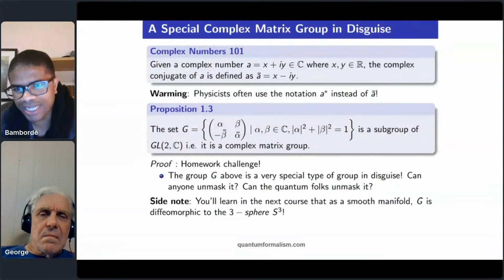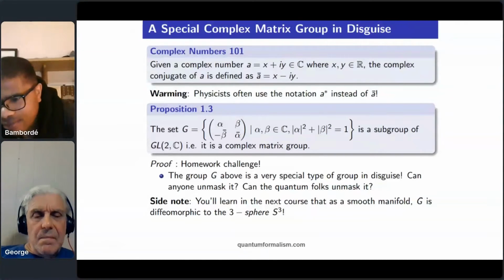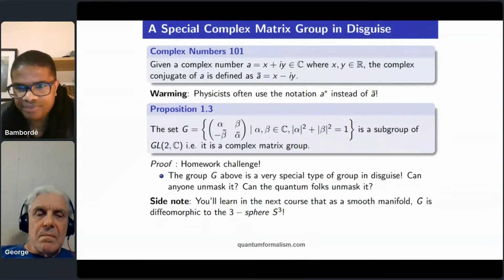Okay, there's someone on the chat. Can we go back for a minute and compare the definitions of the linear versus special linear group? Yeah. Have I made any typo?